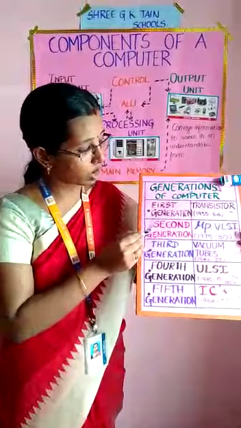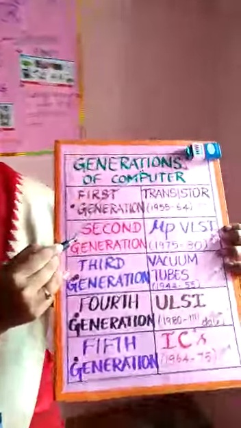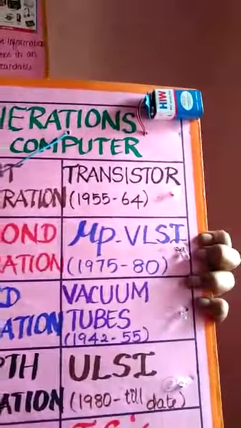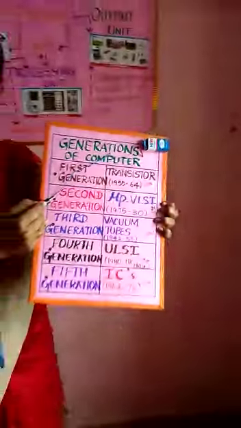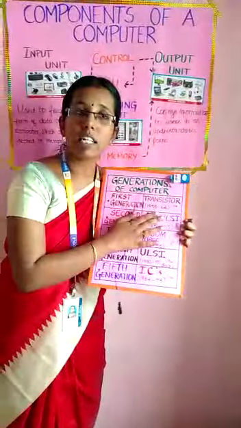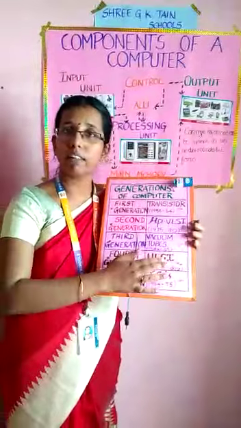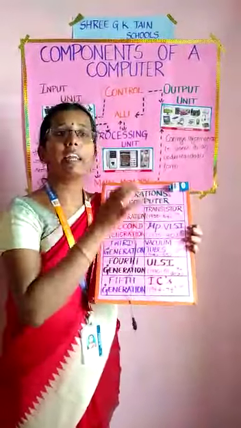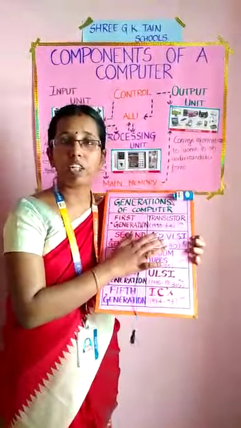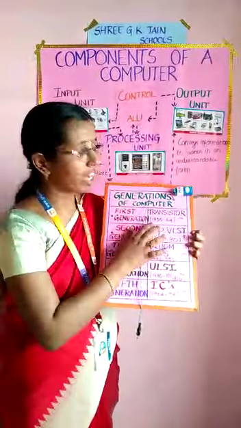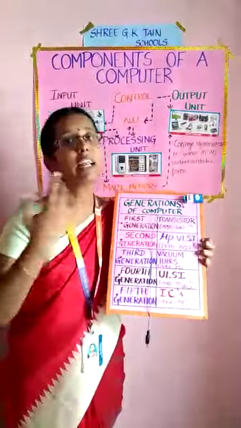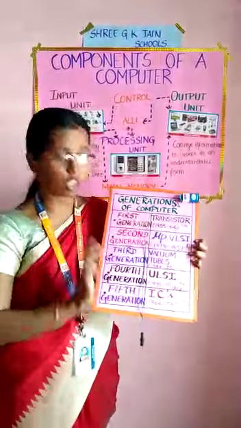And this is the second generation, transistors, 1955 to 1964. And a transistor is much smaller than the vacuum tube and it consumes less power and generates less heat, and we can use both machine language and assembly language in this second generation.